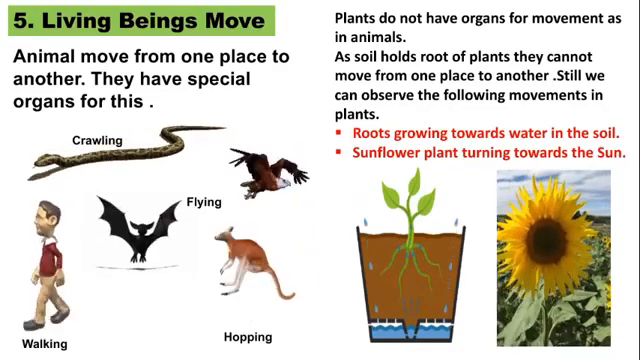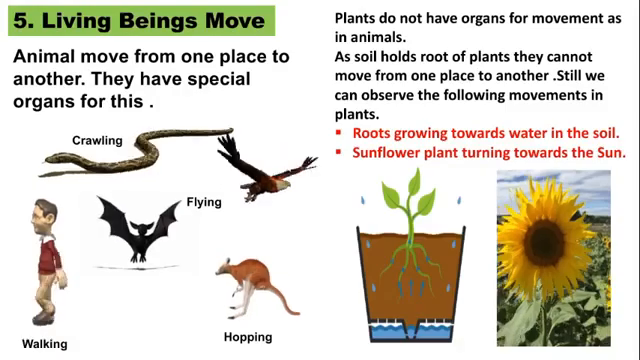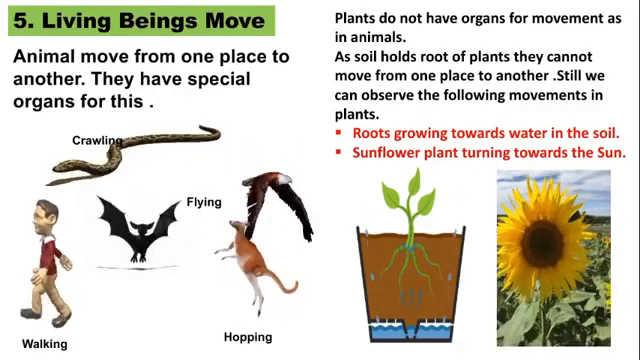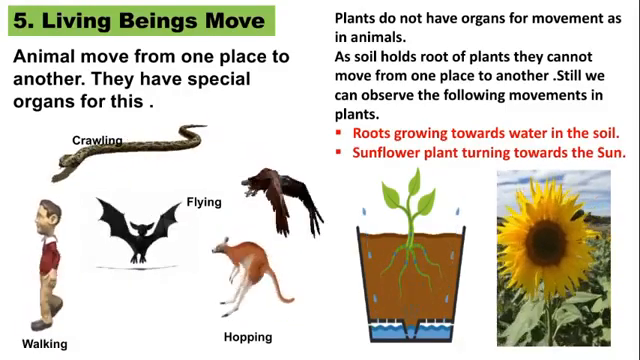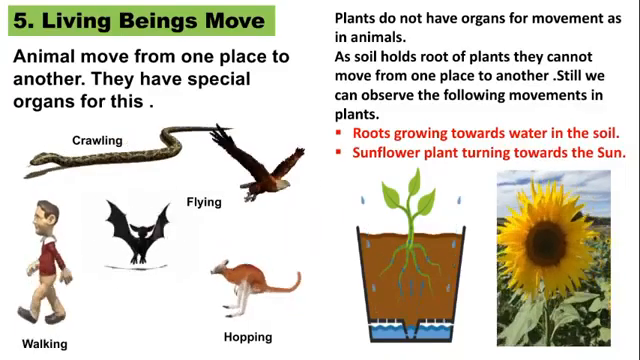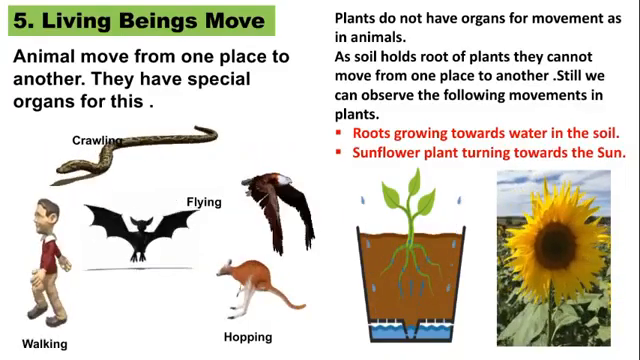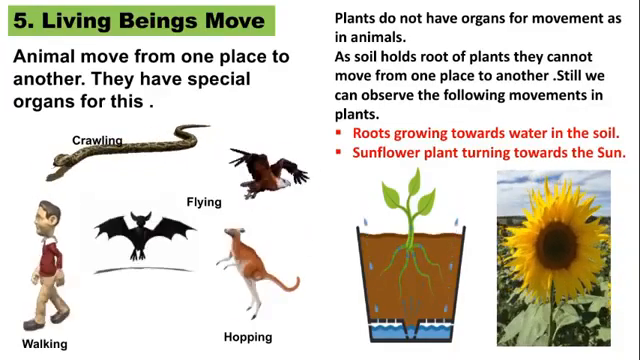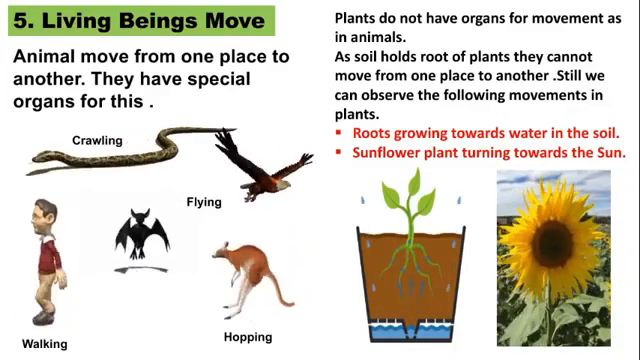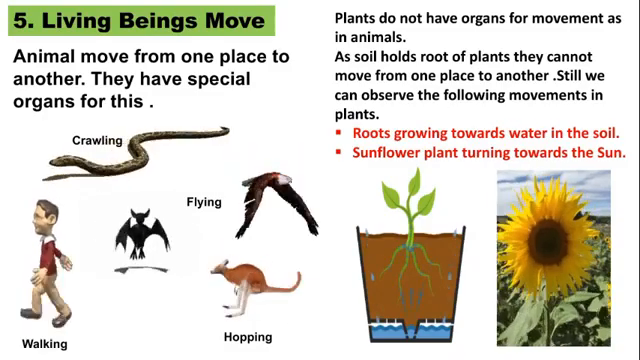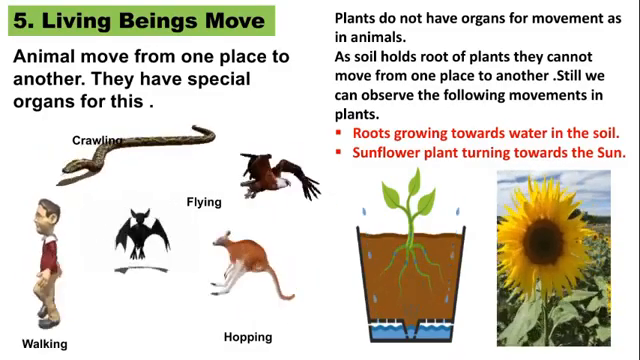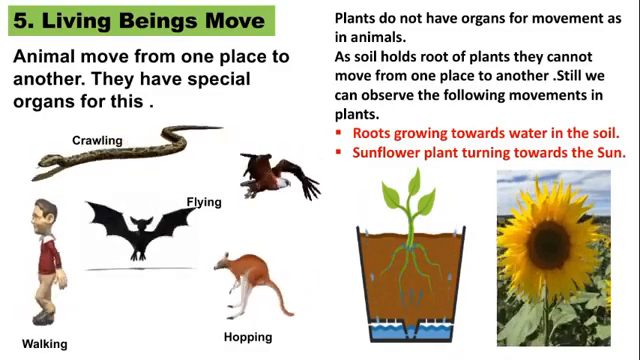In the case of birds or bats, they will fly with the help of wings. In the case of a kangaroo, it will hop, children, with the help of two legs. And one more example is the frog. These types of animals hop, hopping animals we can say. So children, living beings move with the help of special organs.